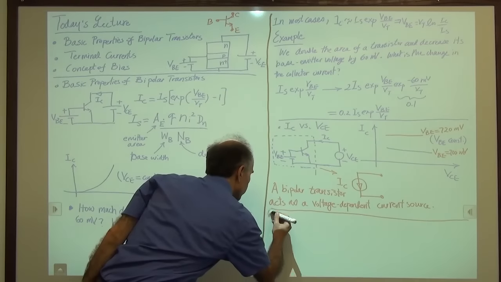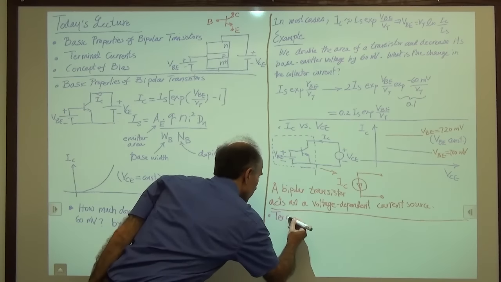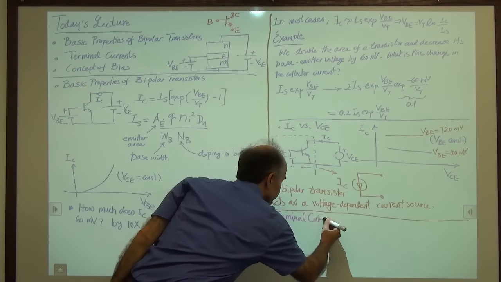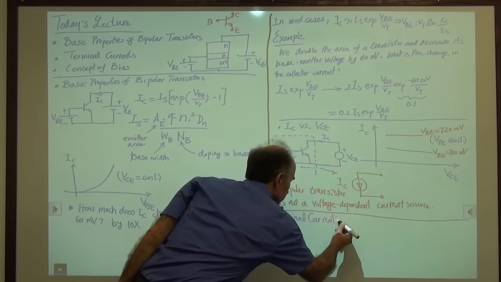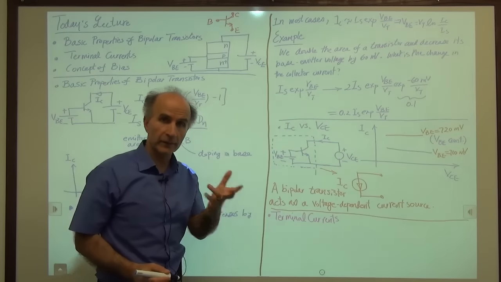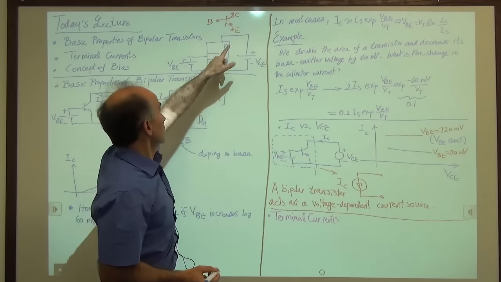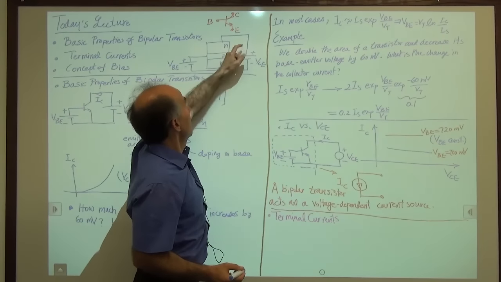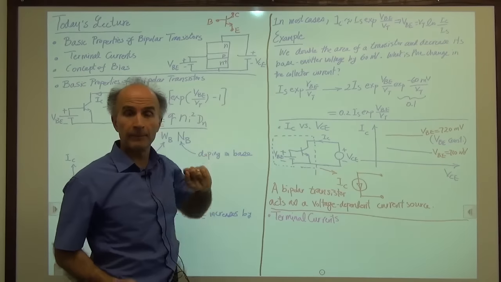So we'll talk about terminal currents. Okay, so we would like to find the collector current, the base current, and the emitter current. Collector current flows through the collector, here. Base current flows through the base, and emitter current flows through the emitter.